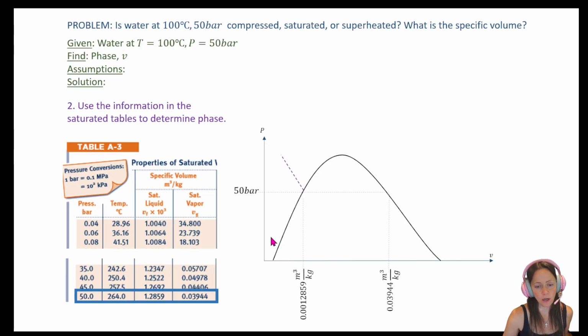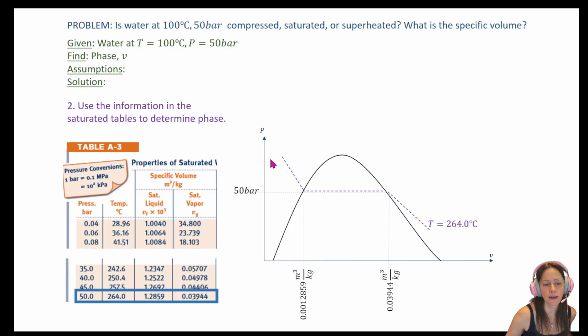So I'm going to draw a line of constant pressure. For 50 bar, I'm going to draw a little line of constant temperature, which corresponds to the saturation temperature, because it's straight across at 50 bar in this two-phase region. So that's 264 degrees Celsius. Then there's the V sub F value and the V sub G value. This is the specific volume associated with the saturated liquid at 50 bar, and this is the specific volume V sub G associated with the saturated vapor portion.